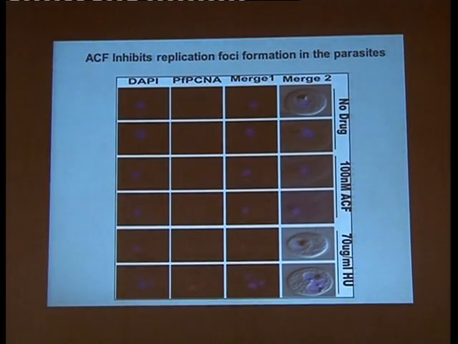If they're doing so, what are they doing? We looked at the Plasmodium falciparum replication foci. I'm not sure whether you can see this, but these PCNA foci, when you add acriflavin, are completely gone, like with hydroxyurea, which is also a known DNA replication inhibitor, suggesting acriflavin is actually inhibiting DNA replication in the parasites.